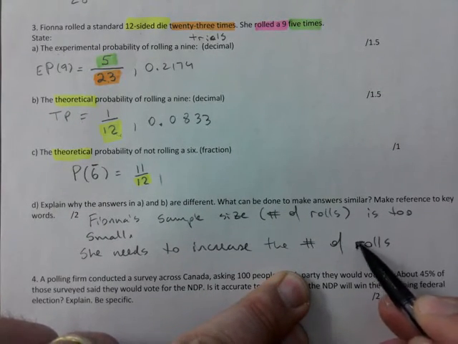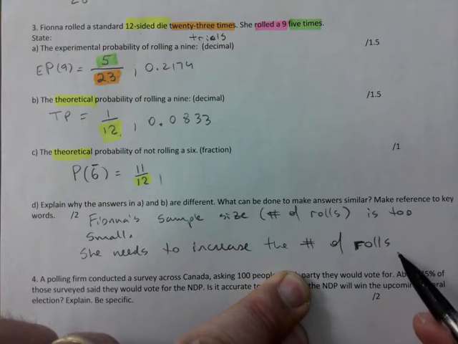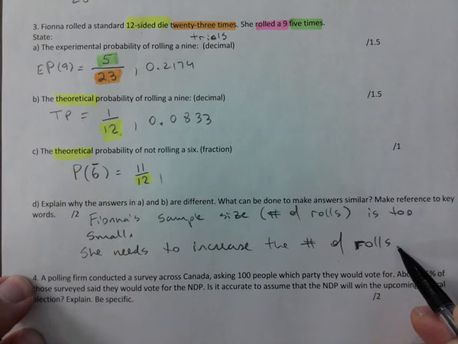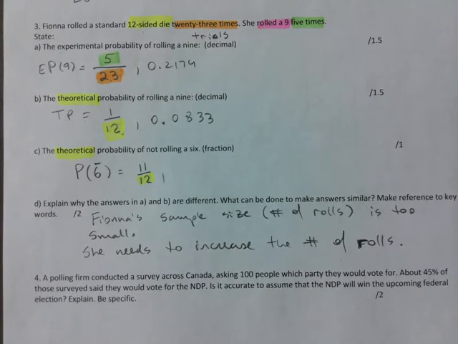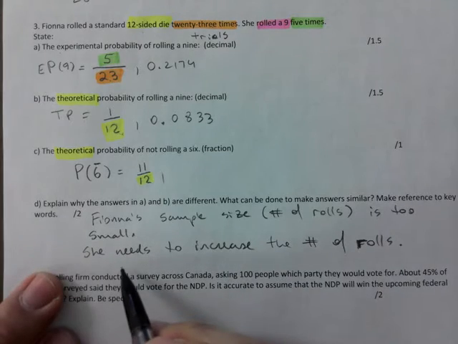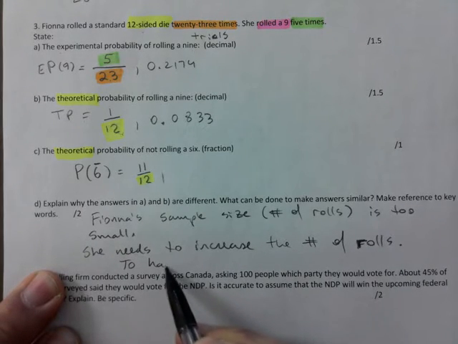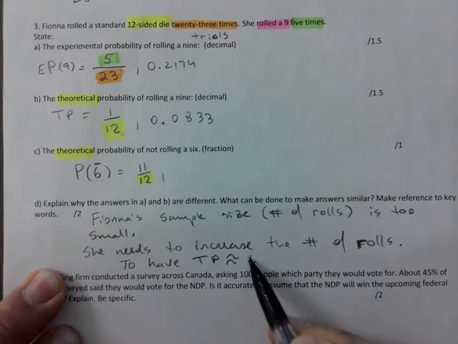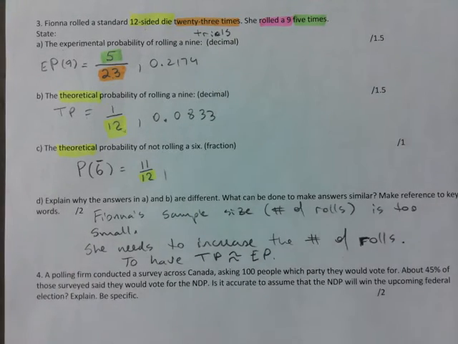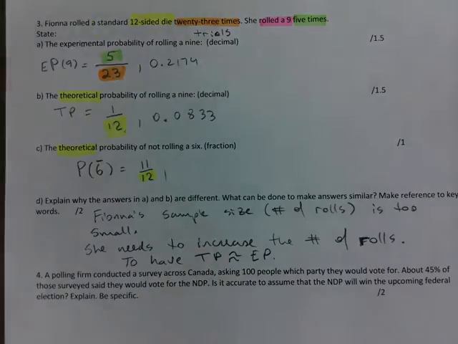I know some of you are probably laughing right now. But anyways, increase the number of rolls. And that way you have theoretical probability be similar to experimental probability, right? So if something is worth 2 marks, don't just give me 3 words, right? Expand. Let me see that you're understanding what's happening here.